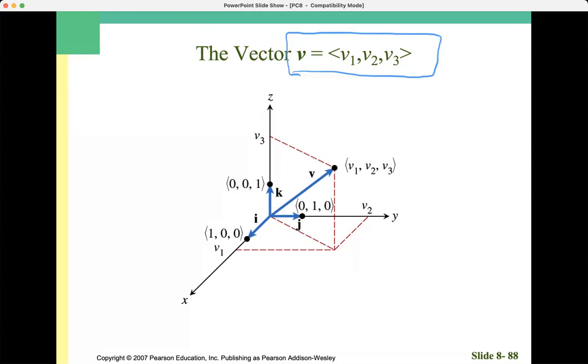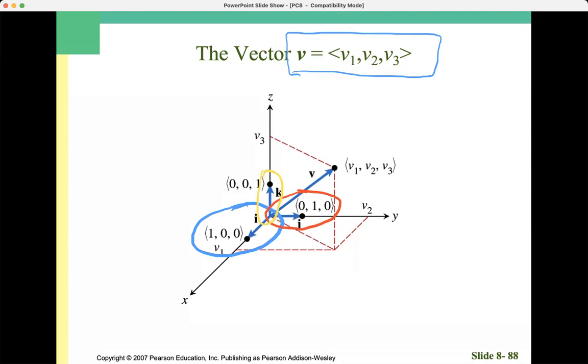Okay. Now, these values down here, this value of i and j, I'm going to circle them, and k are called unit vectors. I think they're called standard unit vectors. Basically, a standard unit vector has a magnitude of 1, and the standard unit vector in terms of x is 1, 0, 0. So it's going to go along the x-axis.